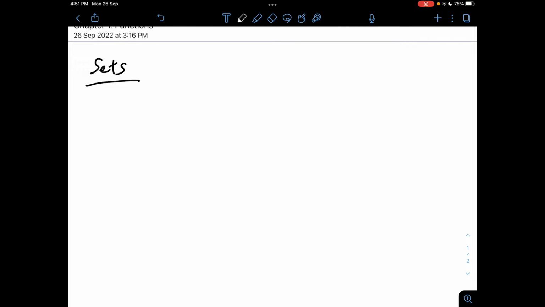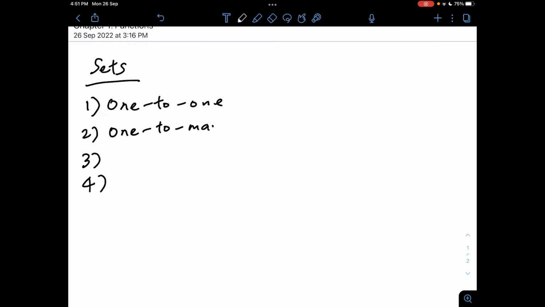So there are 4 relations, okay? 4 relations. We're going to go through one by one. One is a one-to-one relation. Another one is a one-to-many relation. The third one is a many-to-one relation. The last one is a many-to-many relation. What does this tell you?